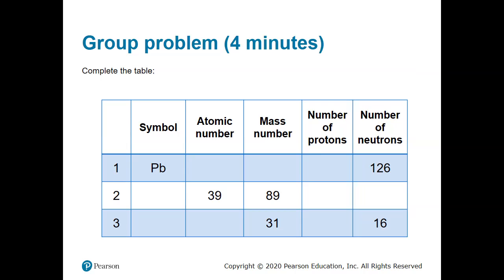All right, I want you to try this one yourselves. I've got 3 symbols here. I want you to complete the table. I've got an unidentified isotope of lead. Can you complete its symbol and determine the protons, neutrons, mass number, and atomic number? From an atomic number and mass number, can you determine protons, neutrons, and symbol?